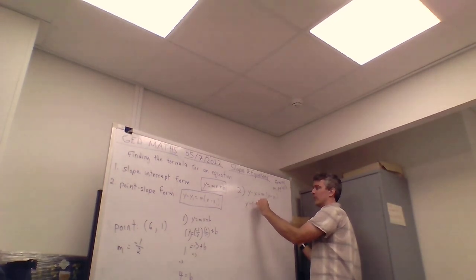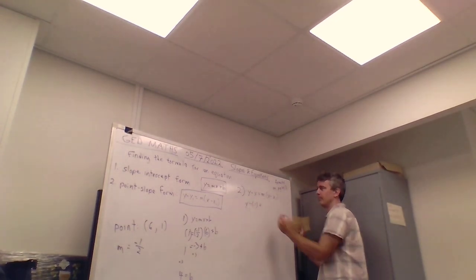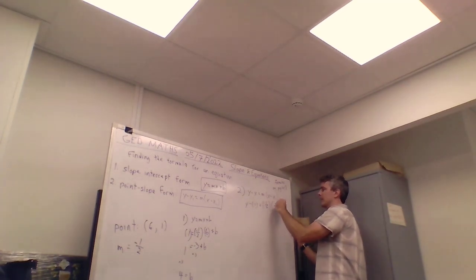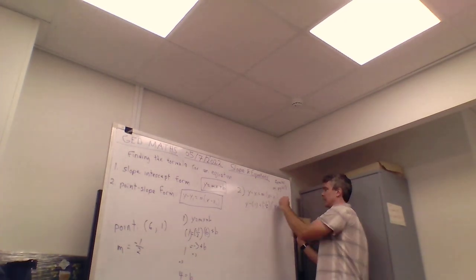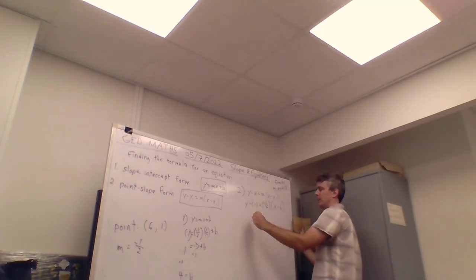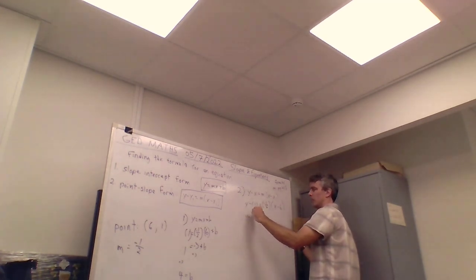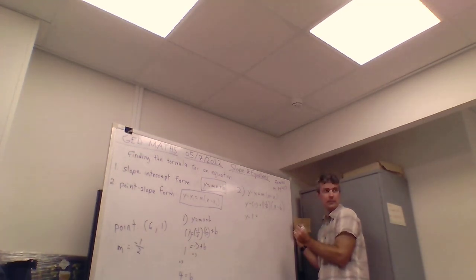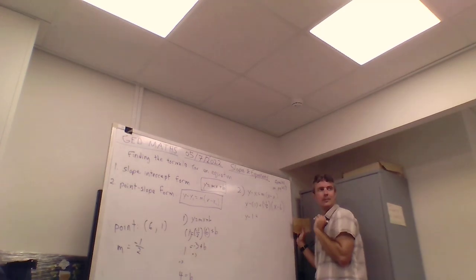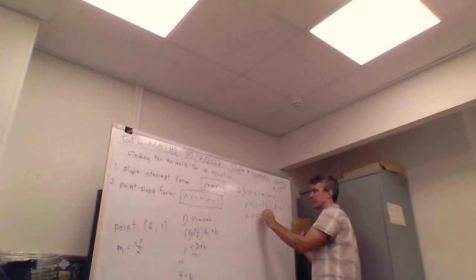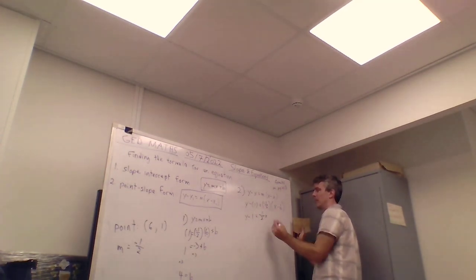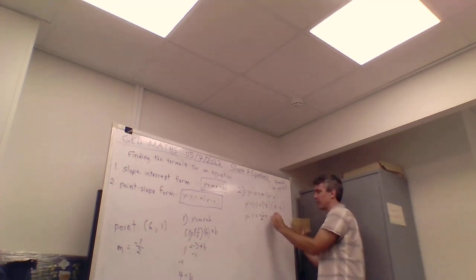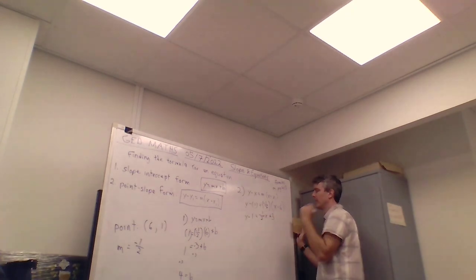So y1 is 1. What is m? Minus half. Minus 1 over 2 times x minus negative 6. Okay, so we solve this. We'll get rid of this bracket. Y minus 1. What is minus 1 over 2 times x? Minus half x, right? And then minus 1 over 2 times negative 6 is plus 3, right? All right.